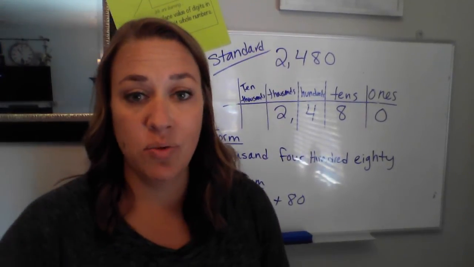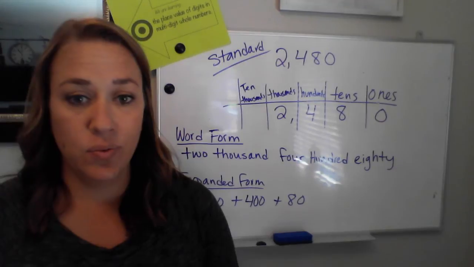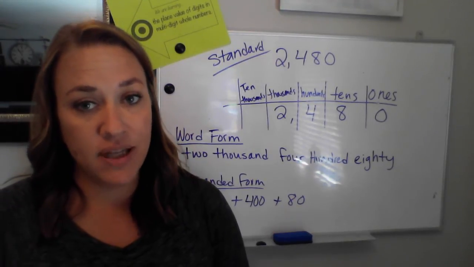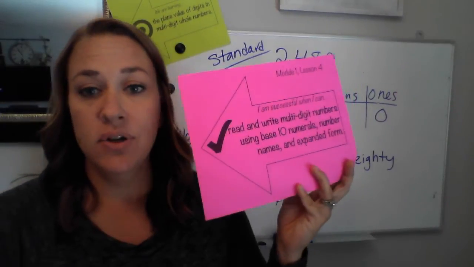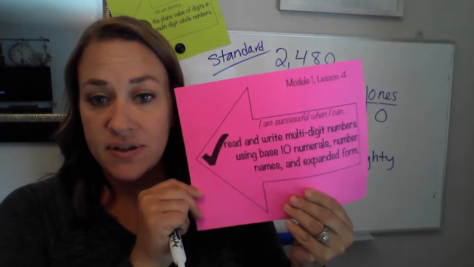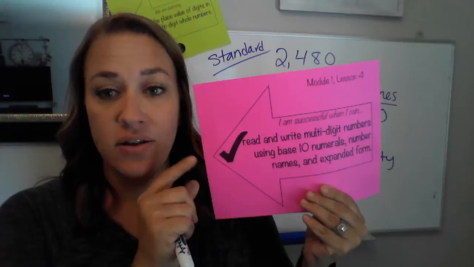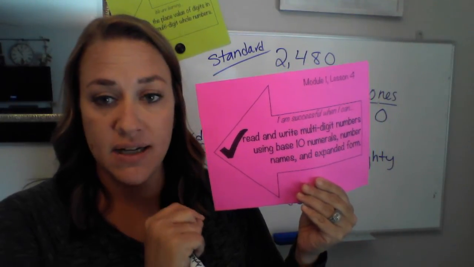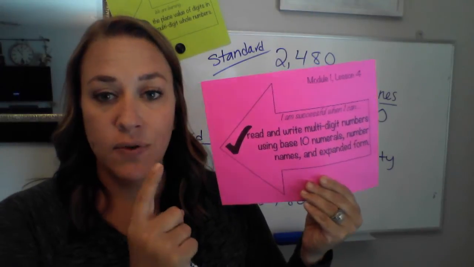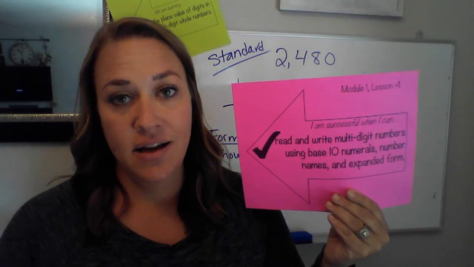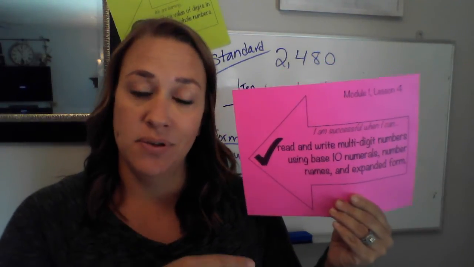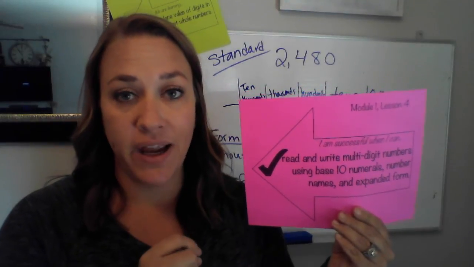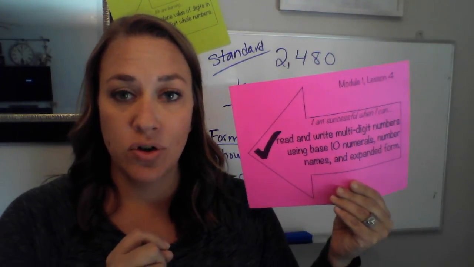Okay, so we're going to be working more with standard, word, and expanded form as we go through this. The whole goal of that is for you to be able to write these numbers correctly using the standard, word, and expanded form. If you're able to read it, then you're able to write it. And if you're able to write it, then you should be able to read it. So that's our goal. Okay, so we'll be working on this in small groups this week.